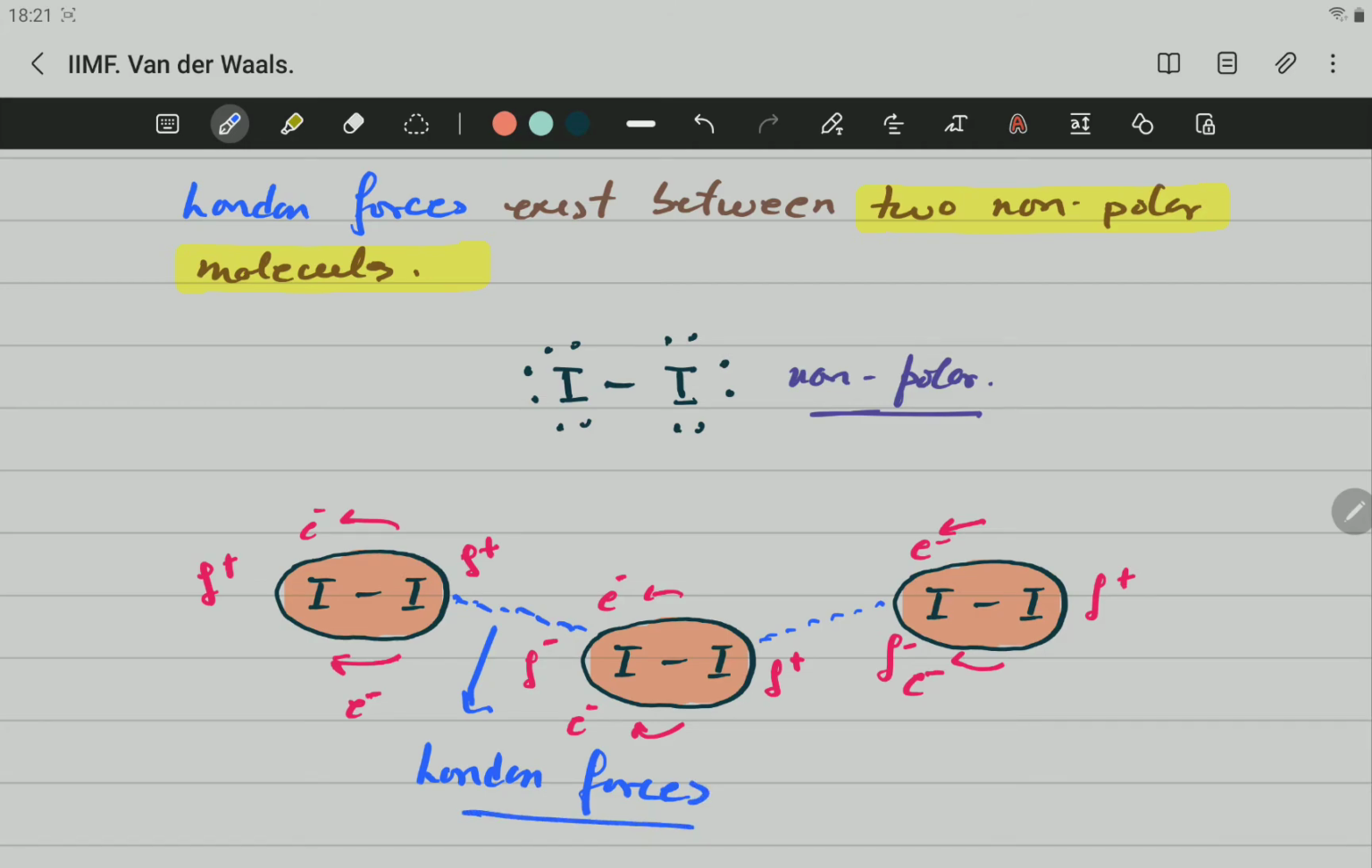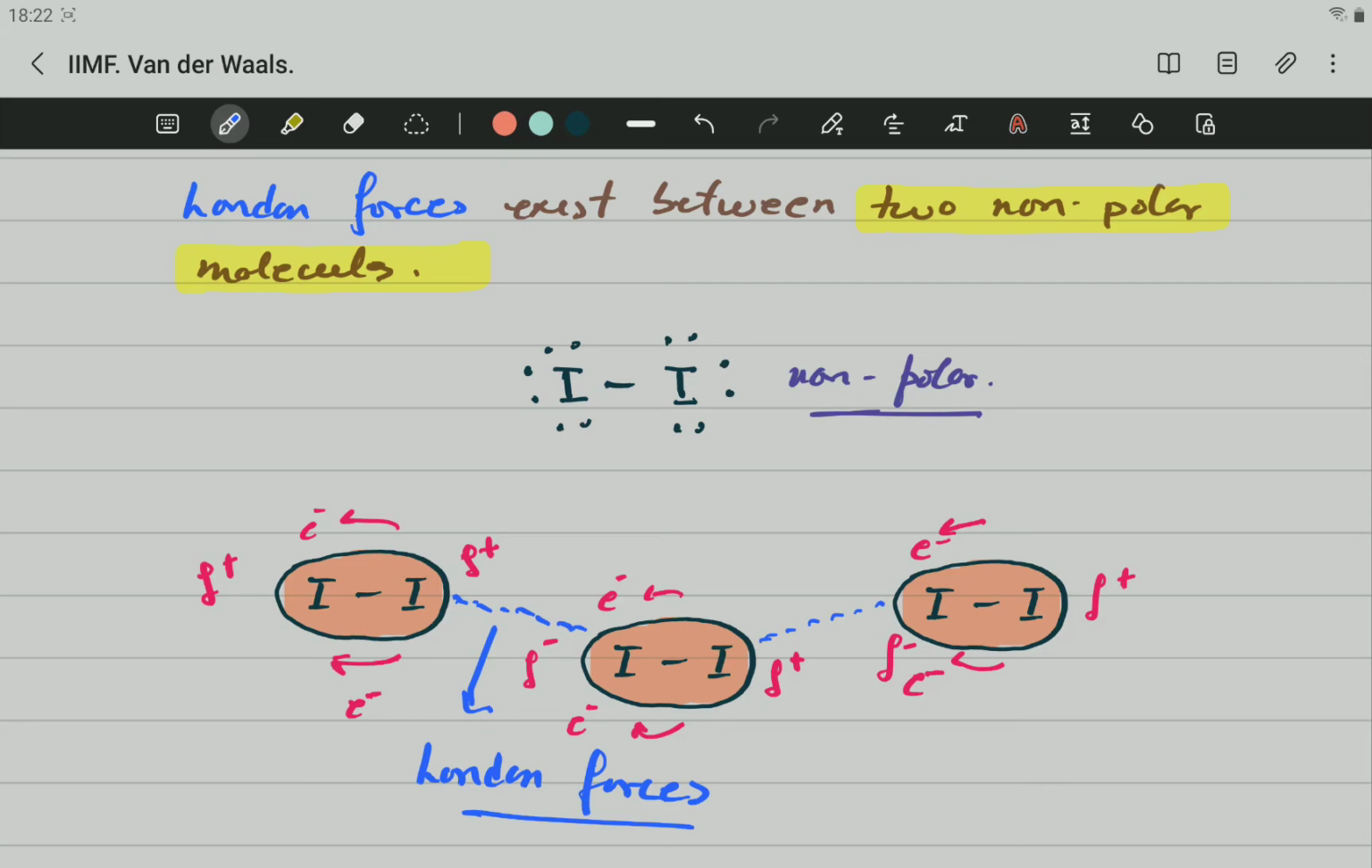They are the forces between two non-polar molecules where they are going to induce a polar molecule among themselves. They're going to push electrons away or towards, and they're going to produce a temporarily polar molecule within themselves. So this is what we call London forces. I hope it's clear.